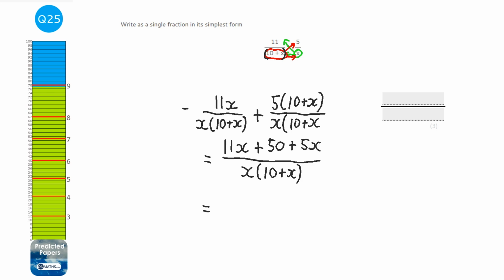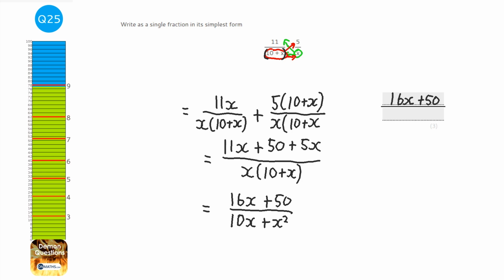So, and I'll put an equals there. Okay, now we've got 11x plus 5x, which is 16x plus 50, over, and I'll expand the bottom one, so it's 10x plus x squared. So my answer is 16x plus 50, and you normally do by powers of x, so I'm going to do x squared plus 10x.